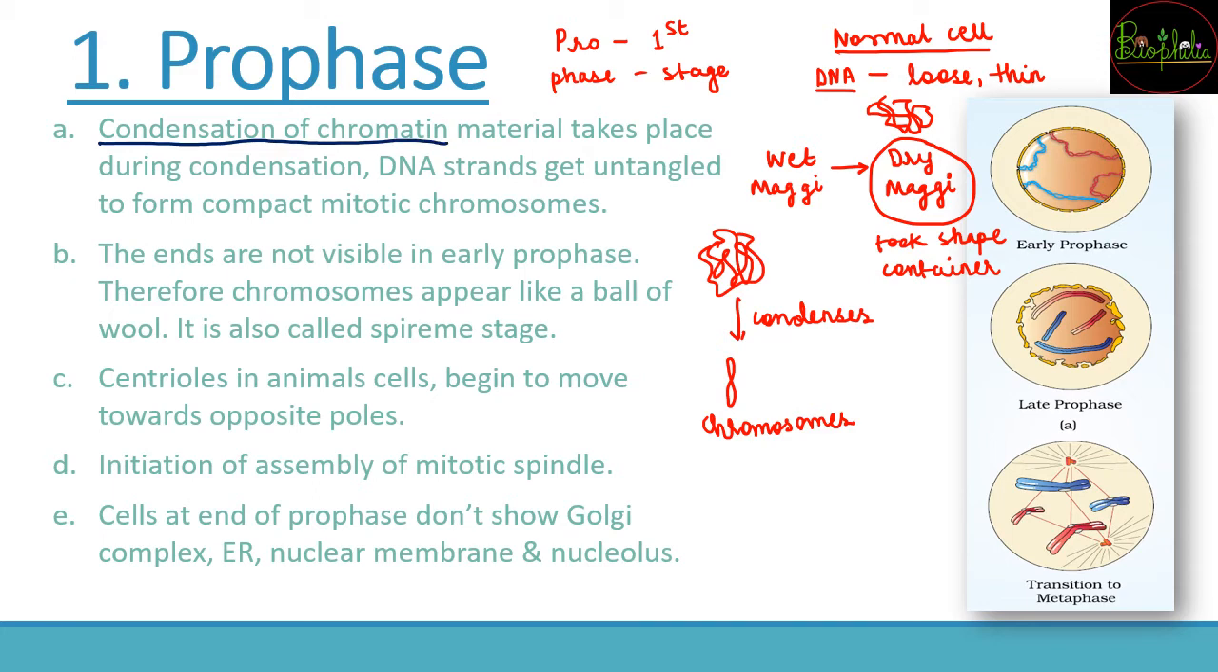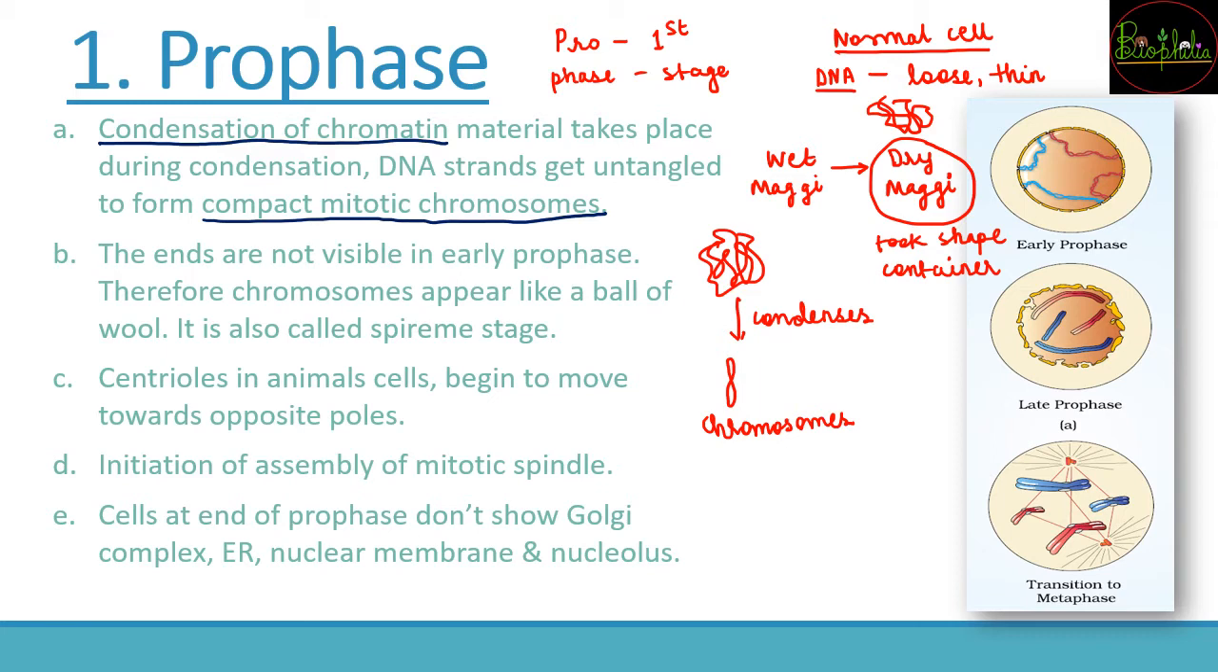So chromatin material is the गीली वाली मैगी, and once it has started the condensation, it has been becoming into a compact mitotic chromosomes. यानी अब आपके पास केक के मोल्ड जैसा मैगी है, and that is much more easier to cut and give it to the two people. So that is the reason the condensation of chromatin will be starting up first.